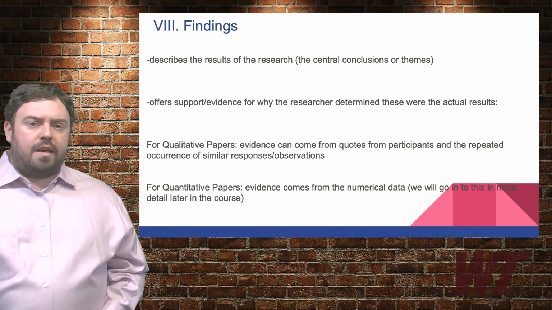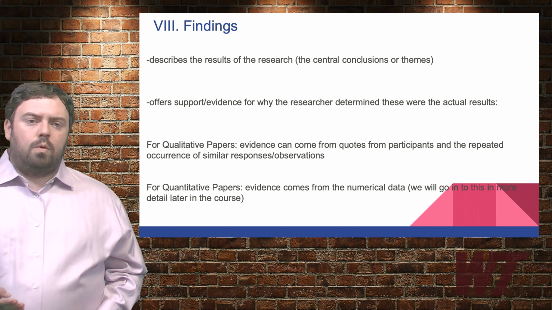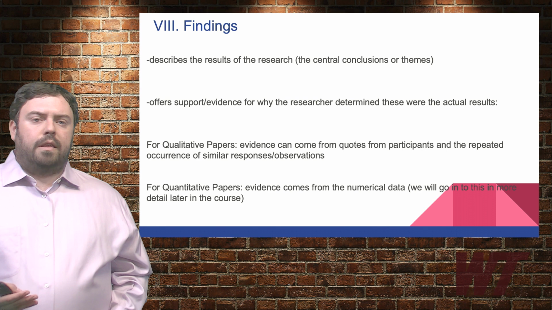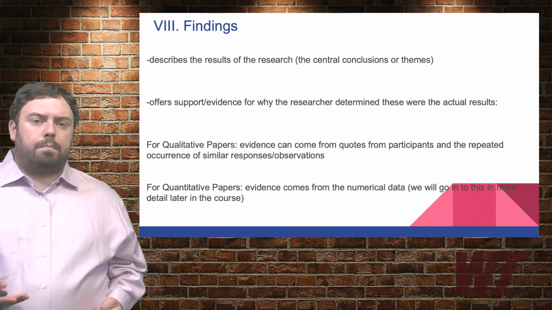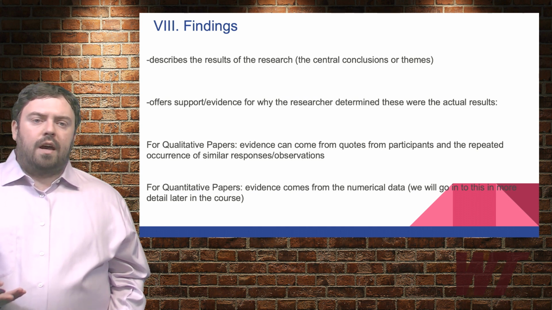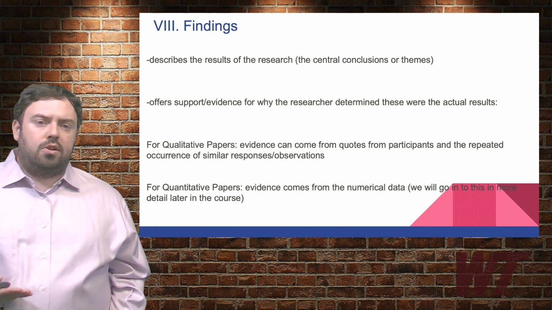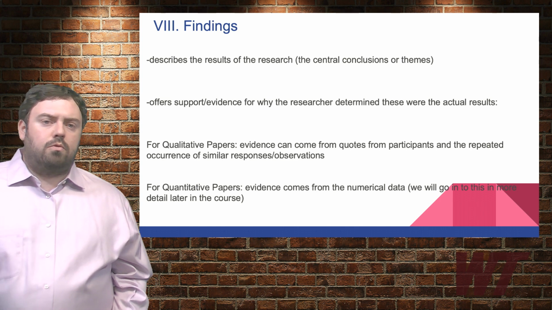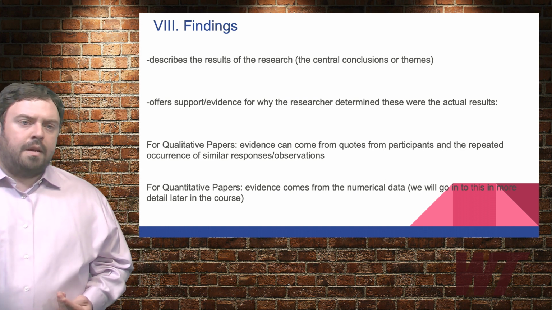So if you're doing a qualitative research paper, your evidence for your findings will often be central themes that you found through your coding, and then you will support why those were central themes in the interviews with some salient quotes that illustrate this finding. And of course, when you're quoting participants, it's good to make it anonymous. So you would say participant 1 or participant 2, but you wouldn't say their actual name.